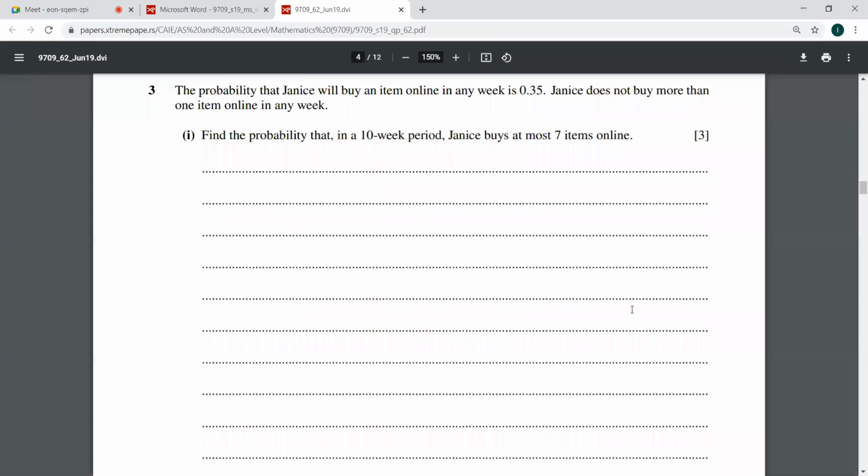Third question: the probability that Janice will buy an item online in any week is 0.35. Janice does not buy more than one item online in any week. Okay, so this information is really important: one item means 1 week, 1 week would mean one item. Find the probability that in a 10-week period, Janice buys at most 7 items online.